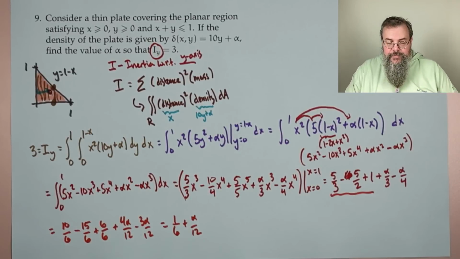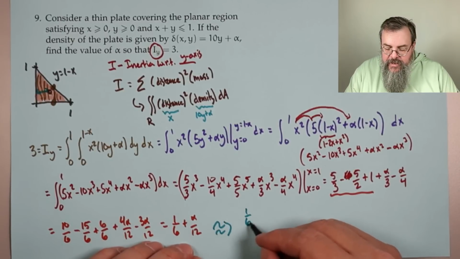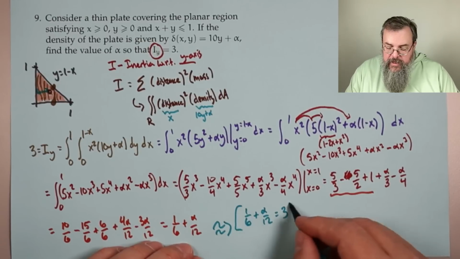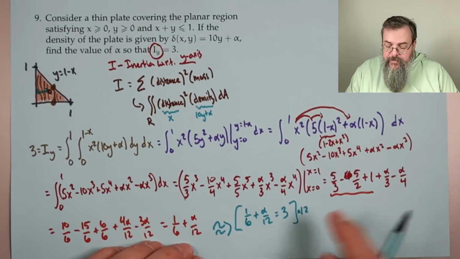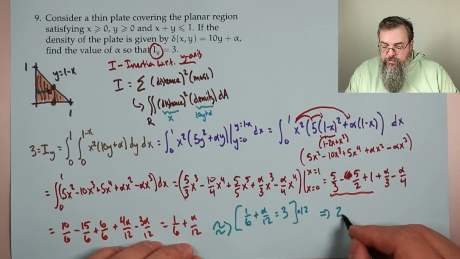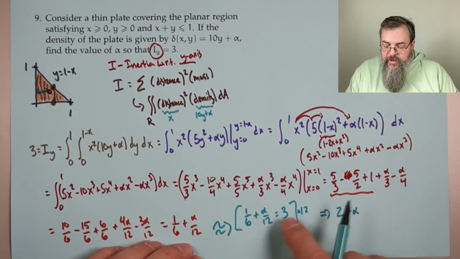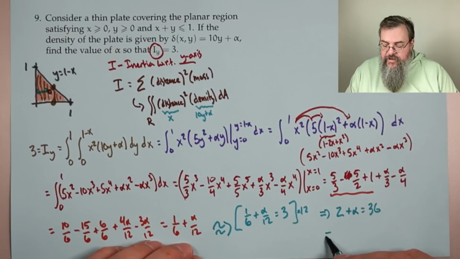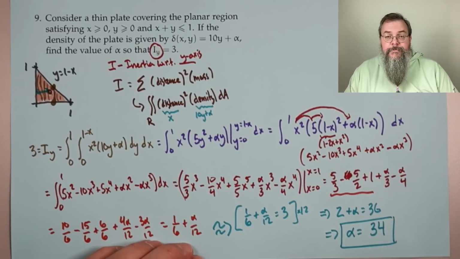Okay, so we now have the following. We can say, aha, 1 over 6 plus alpha over 12 equals 3. Multiply to get rid of your fraction, so we're going to multiply everything by 12. 1 over 6 times 12 gets us to 2. Alpha over 12 times 12 gets us to alpha. And 12 times 3 is 36. So 2 plus alpha equals 36. And so that tells us that alpha equals 34, which is 36 subtract 2.